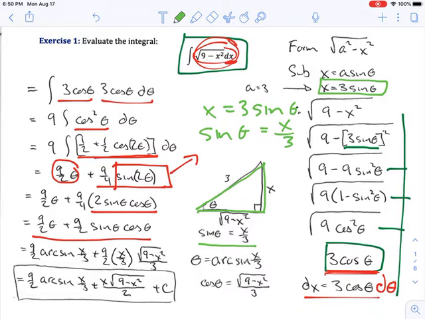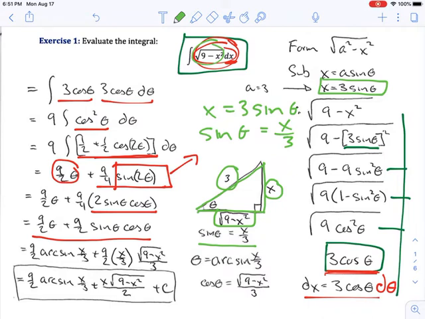Remember that the definition of sine in regards to a right triangle is opposite over hypotenuse. So x over 3, x is the opposite, 3 is the hypotenuse, and then we can figure out what the other side is by using the Pythagorean theorem. And as it turns out, that third side is always going to be our original square root. Okay, so now that we have that, we have all of the sides of our right triangle figured out.